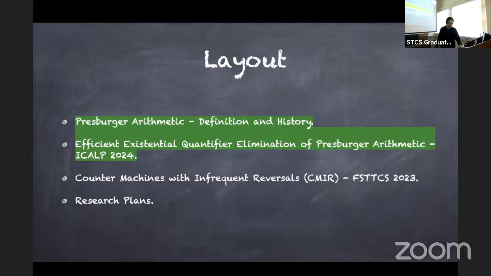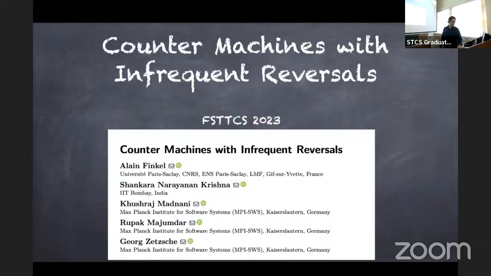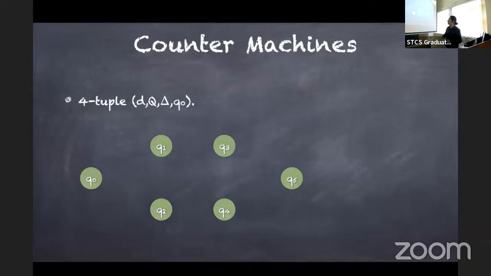And now I'll give one more application of analysis of Presburger arithmetic, which I indeed like. It's a very nice dichotomy result based on counter machines. So what are counter machines? I'll just quickly browse through it.